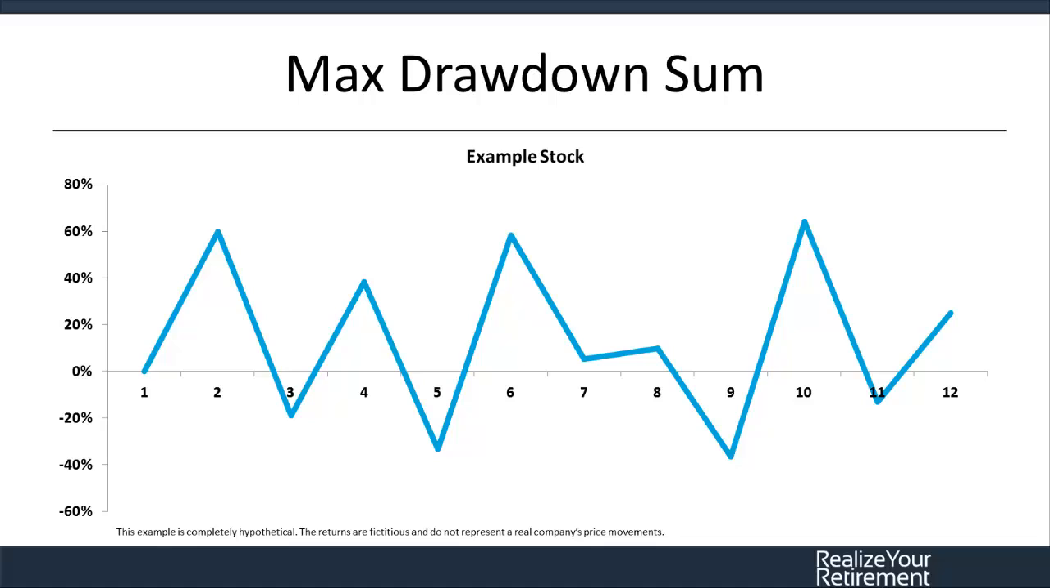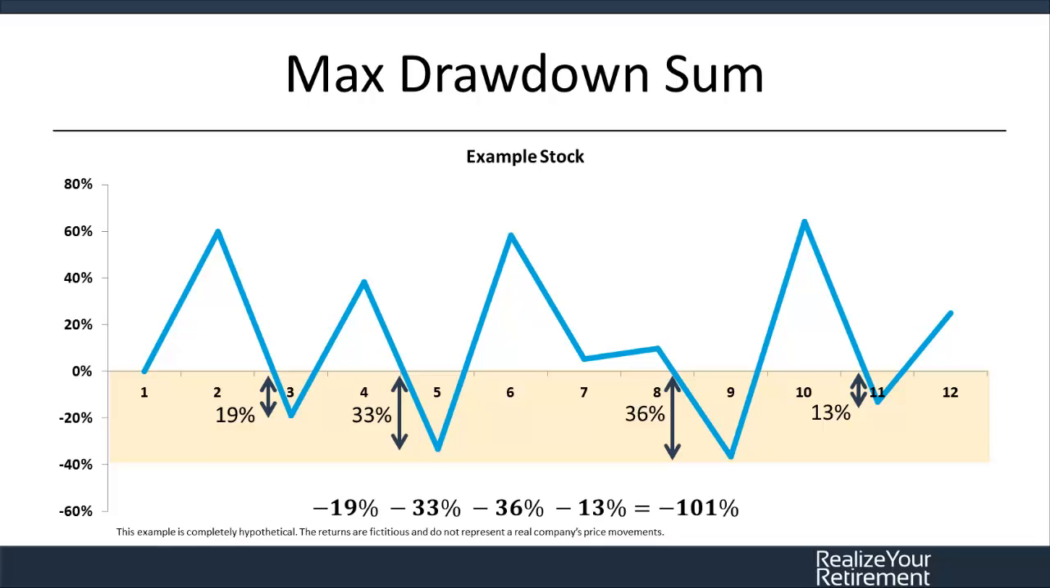So in graph form, we would look at all the times that the portfolio has a negative return, which are highlighted in orange on the graph. First, there was the 19% loss, and then the 33% loss, then the 36% loss, and finally the 13% loss. When we add all of them up, remember, they are losses, so they are negative. We get a negative 101%. In isolation, this number tells us some details, but it's best used in comparison to other portfolios. For example, a portfolio with frequent small losses and a small max drawdown might have a larger max drawdown sum than a portfolio that has only one really big max drawdown and very few other losses.